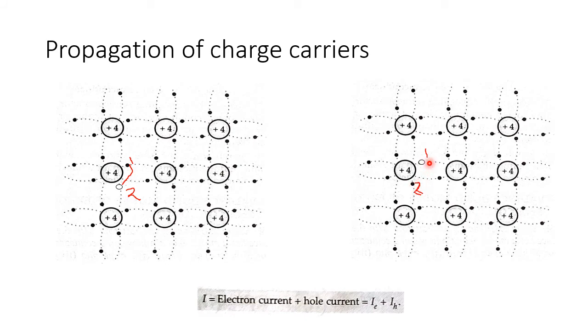So what will be the total current generated due to hole and electron? So the current I equals the current generated by the electron plus the current generated by the hole. So IE stands for the current due to electrons and IH stands for the current due to the motion of holes. Fine.